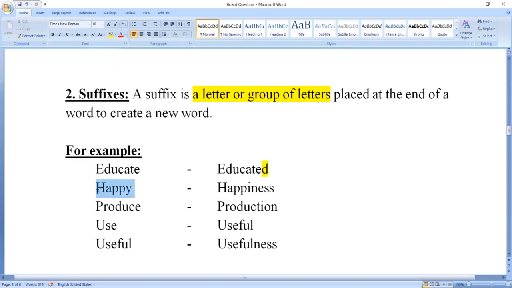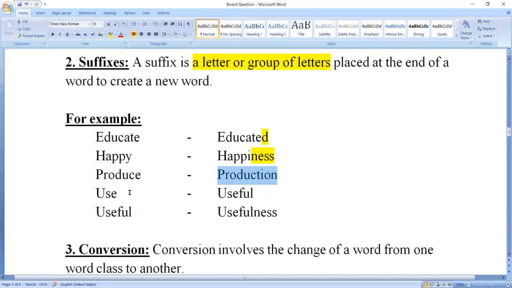Likewise, happy is the main word. We have added the suffix ness, and we have also changed the letter Y into I. There are some rules where you have to change this. You have to learn them also. I will talk about them later. Produce, the main word, we have added TION to make a new word, that is production. In the same way, use is the main word. We have added full to make a new word, that is useful.